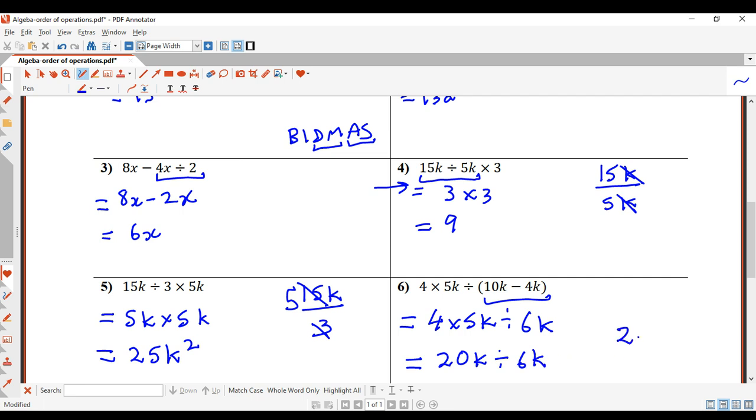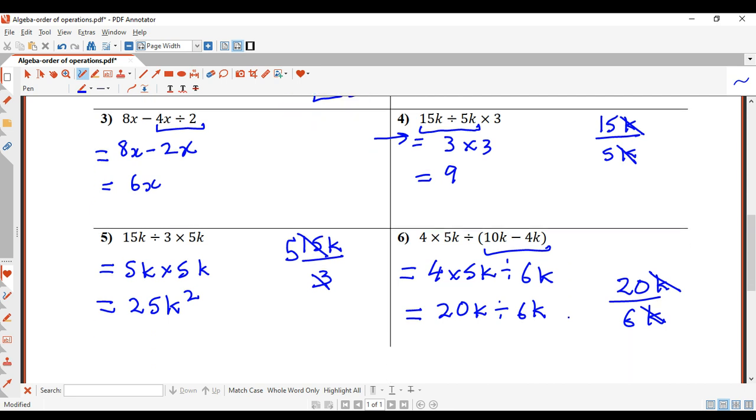And remember, we write these as fractions if we don't get a whole number that it simplifies to. The k's cancel. And then 20 over 6, what goes into 20 and 6 is 2. So we get 10 here and 3 here. So my answer is 10 over 3. Okay, so that's it.